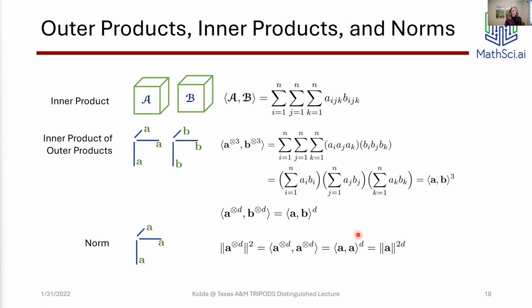If you were calculating the norm of a tensor A that was a d-way outer product, its norm squared is just equal to the norm of the vector to the power 2d. So that's equal to the norm squared of the outer product of A, d times. Any questions on that? Great.